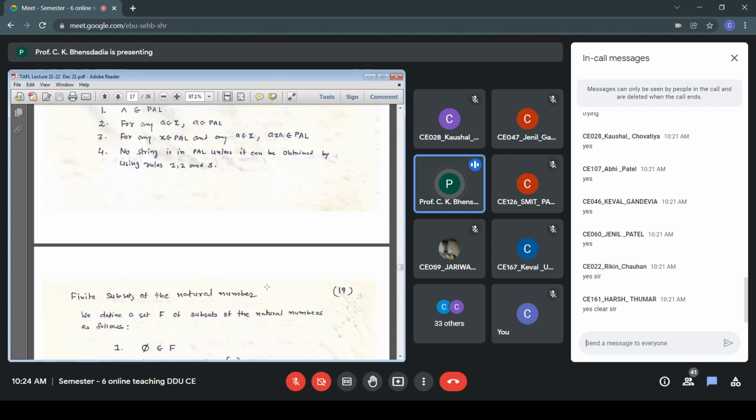So we go step by step. We started with phi, no element, the empty set. Then we are taking single element subsets. How do we formally write this? Single element subset has to be there in F. How do we formally write that?